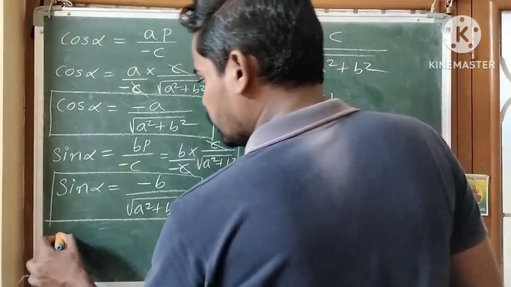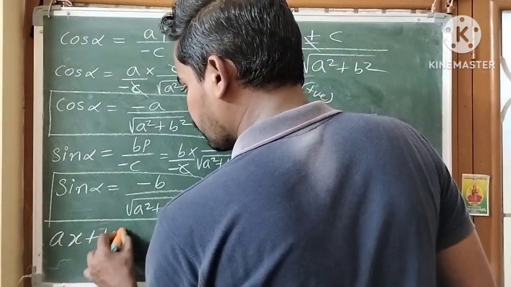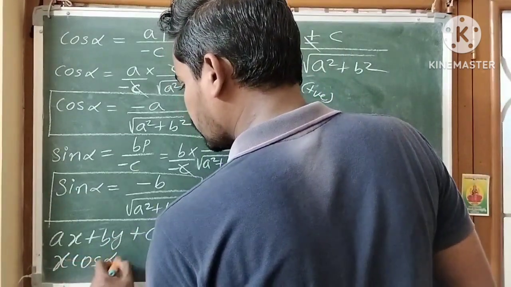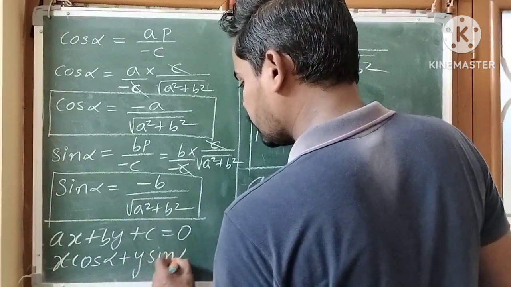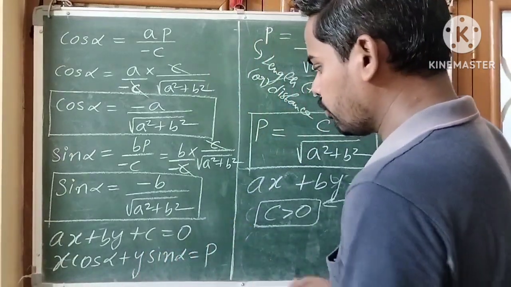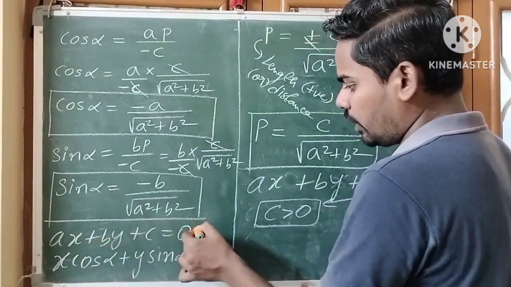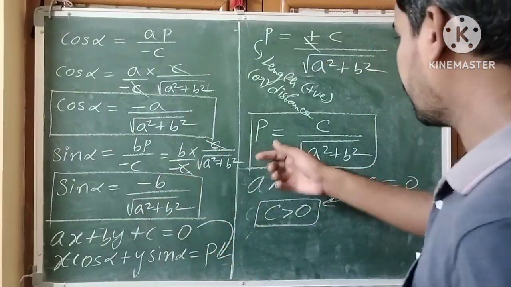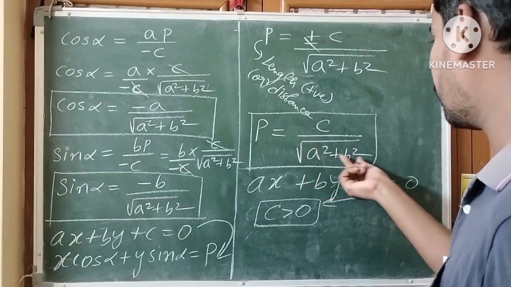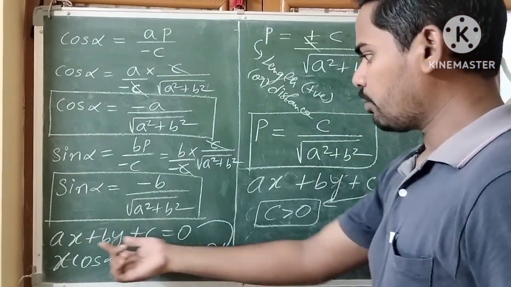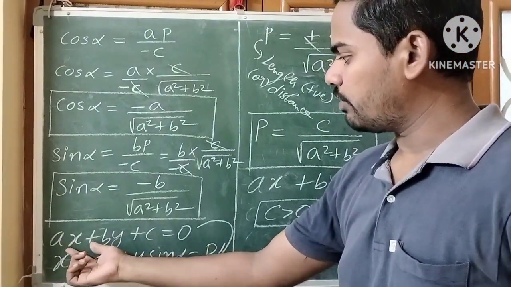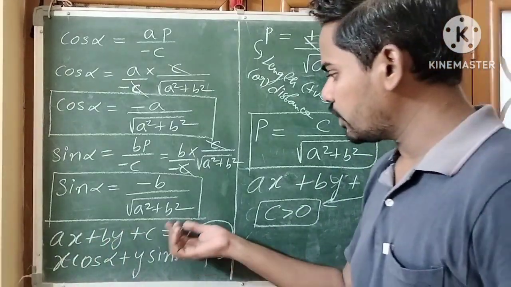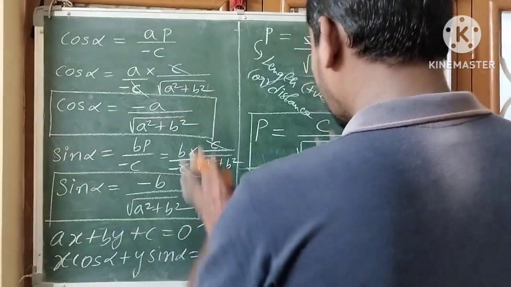Now, the general form of a line is Ax plus By plus C is equal to 0, and the normal form of a line is x cos alpha plus y sin alpha is equal to P. So how do we convert the general form of a line into the normal form of a line? Using these three relations. Suppose we have Ax plus By plus C is equal to 0, the general form of a line. How do we convert it into the normal form? By using these three relations.